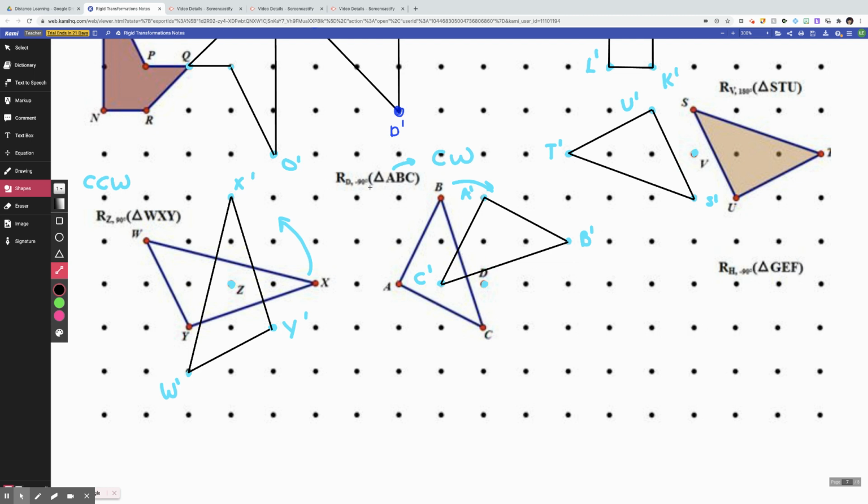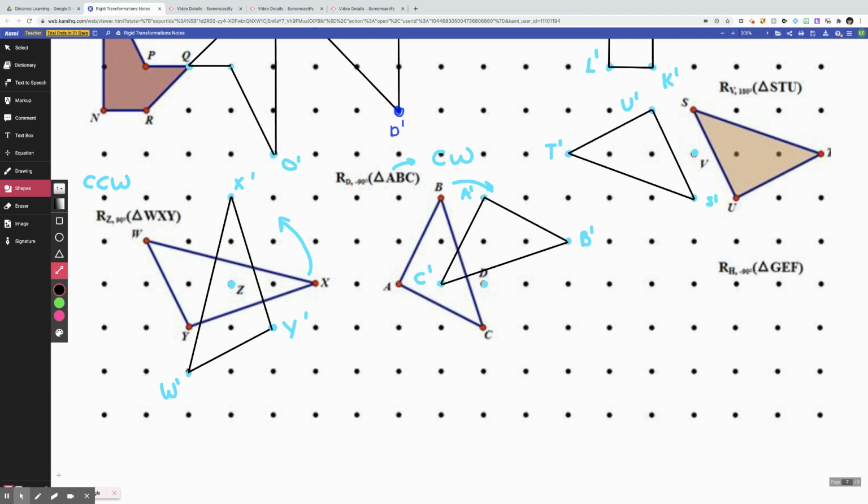And then for this last one here, I had it said to rotate negative 90 degrees, which is clockwise. So I took all of my points and I swung them this way. Okay, I swung them 90 degrees clockwise in order to get this shape here.